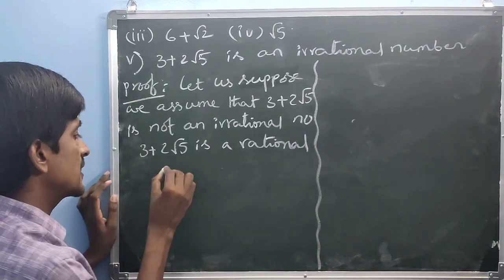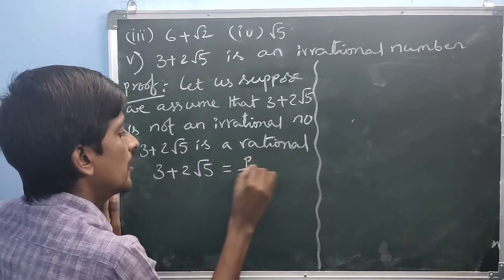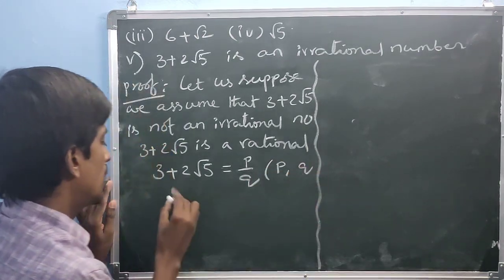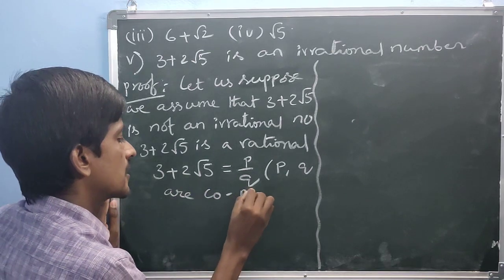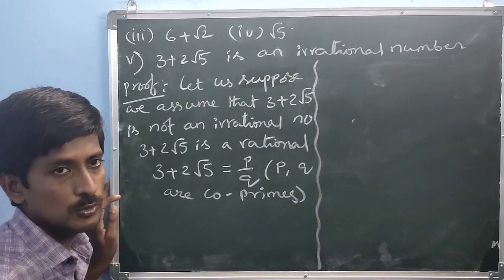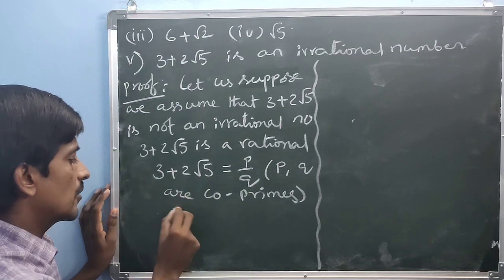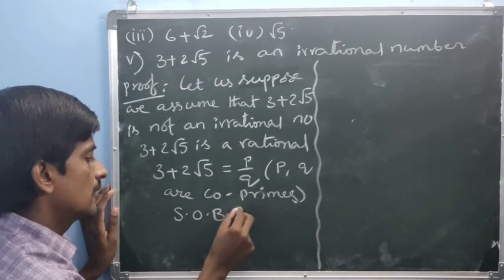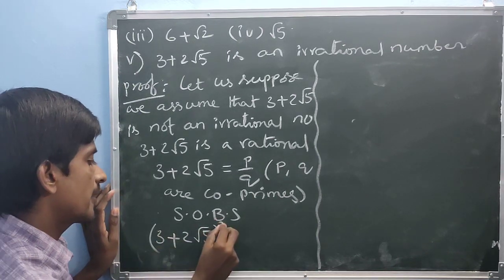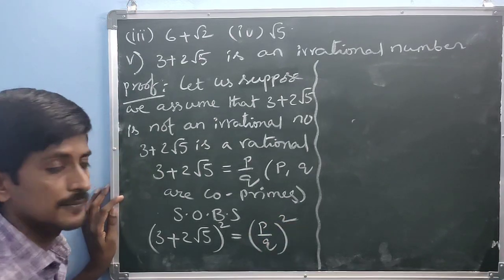What is the general form of a rational number? 3 plus 2 root 5 equals P by Q, where P and Q are coprimes. What is the meaning of coprimes? There is no common factor to both P and Q. Okay. Squaring on both sides, (3 plus 2 root 5) whole square equals (P by Q) whole square.